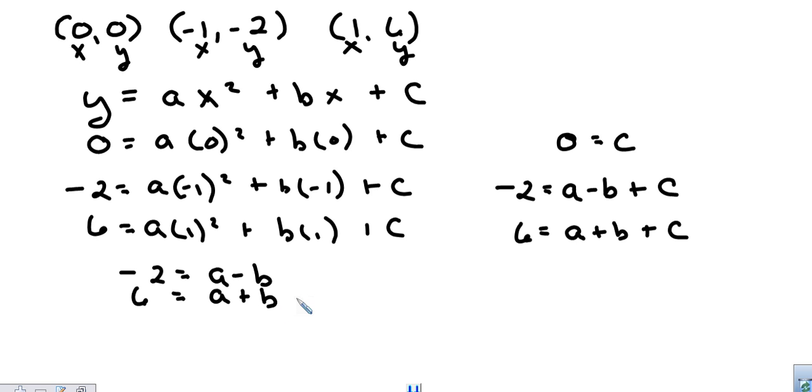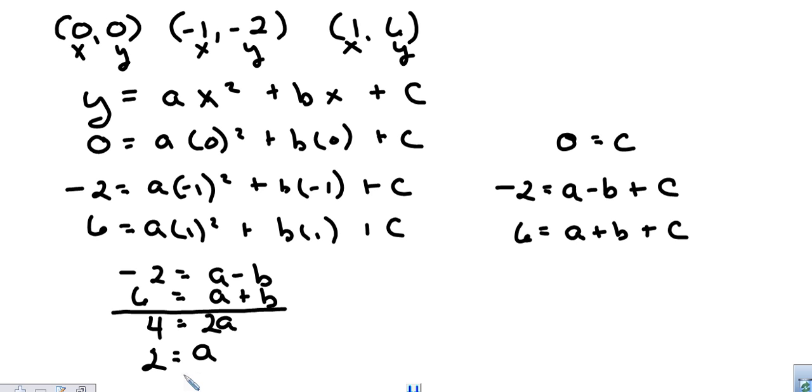Now, you can use any method you want to solve that system, but to me, the method for this particular one is kind of obvious because I've got a minus b and a plus b. Let's use elimination here. Let's add these 2 equations together. Negative 2 plus 6 is 4. A plus a is 2a. And negative b plus b, the b is eliminated. So a is equal to 2. I now know what my a value is. Well, I already knew what my c value was. My c was 0. My a is equal to 2.